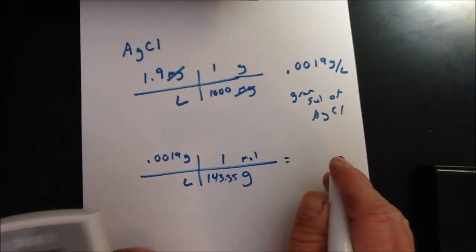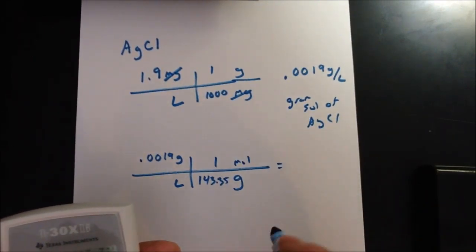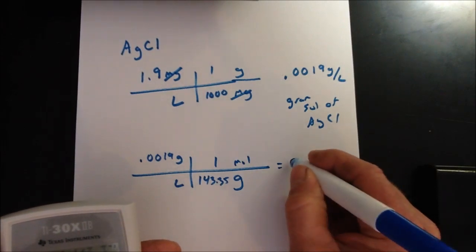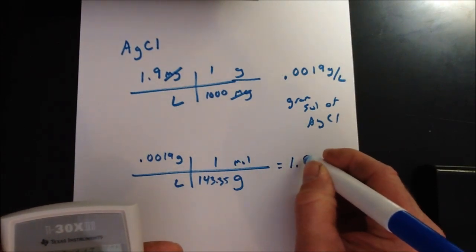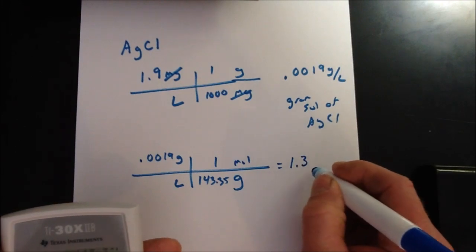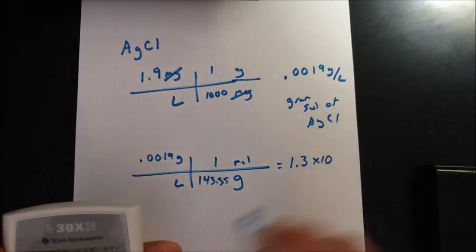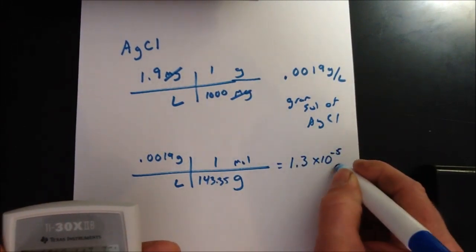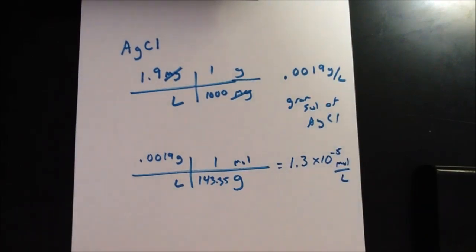This is equal to 0.000013, so I'm going to call this 1.3 times 10 to the -5th moles per liter. That's how many moles per liter of AgCl will go into solution.